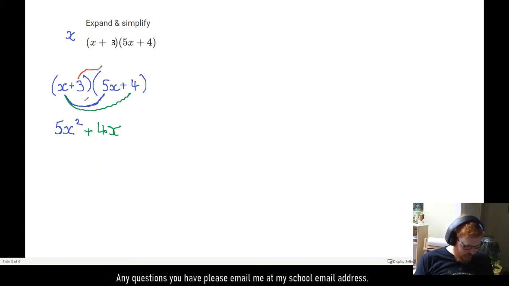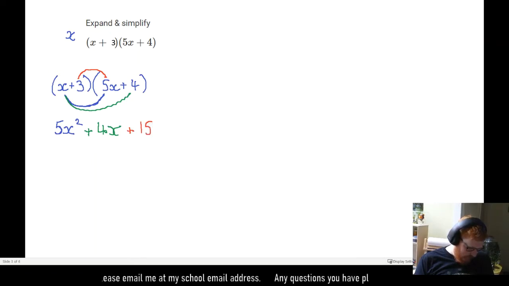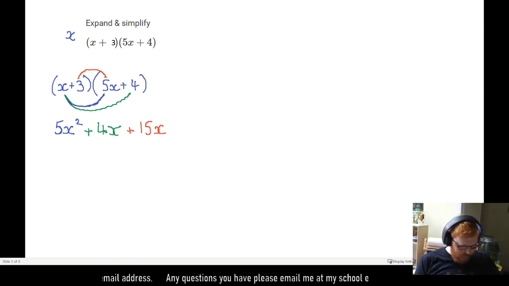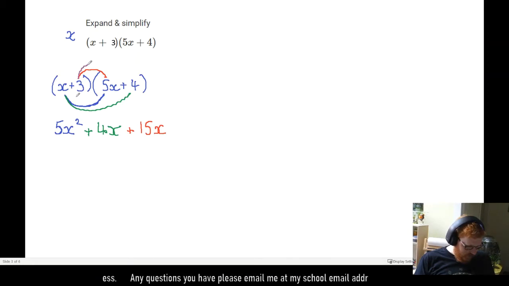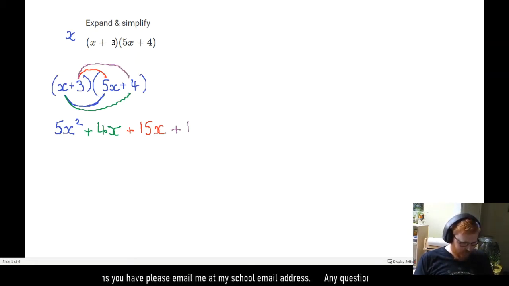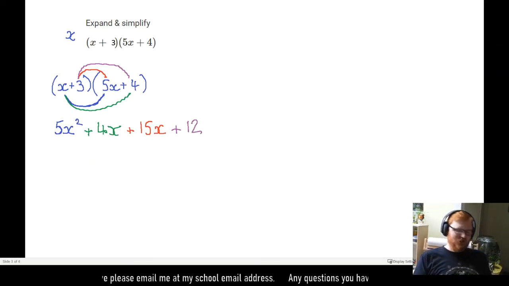Now I want to multiply it by the 3. So now I'm going to take the 3 and I'm going to multiply that by 5x. Now 3 times 5 is 15x. And then my last term, let's choose purple, is my 3 times my 4. 3 times 4 is 12, because I know my multiplications.